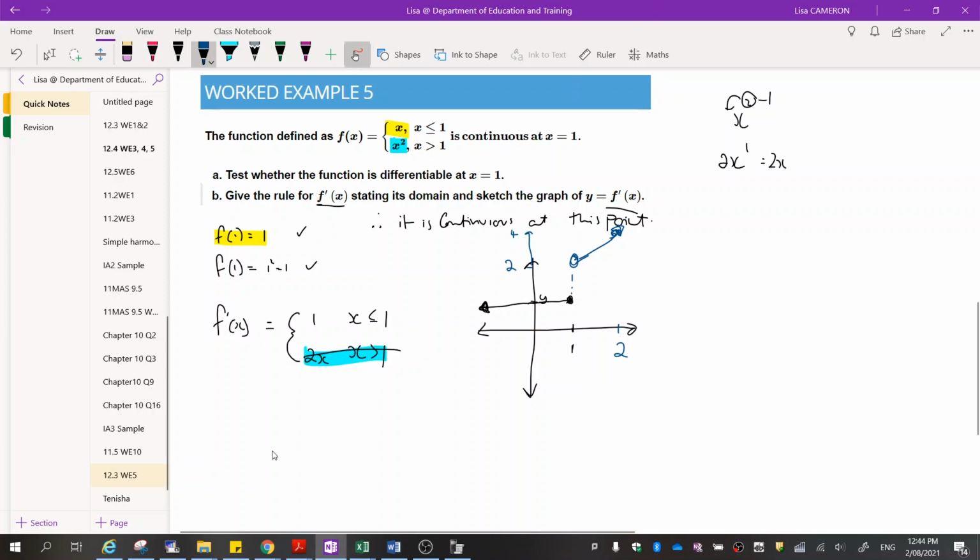Okay, so give the rule for f'(x) stating its domain and sketch that graph. So let's just double check that we've done all the things here. I haven't stated the domain. That's something that we're going to have to come back and do. Still here, just double checking that I've crossed my T's and dotted my I's.